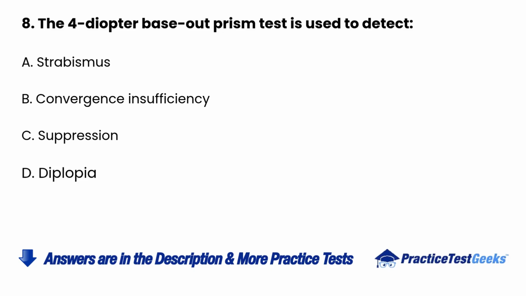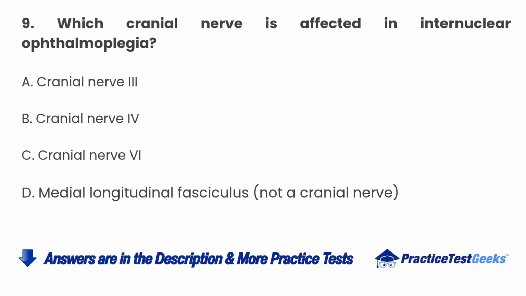8. The 4-diopter base-out prism test is used to detect A. Strabismus. B. Convergence insufficiency. C. Suppression. D. Diplopia. 9. Which cranial nerve is affected in internuclear ophthalmoplegia? A. Cranial nerve 3. B. Cranial nerve 4. C. Cranial nerve 6. D. Medial longitudinal fasciculus, not a cranial nerve.